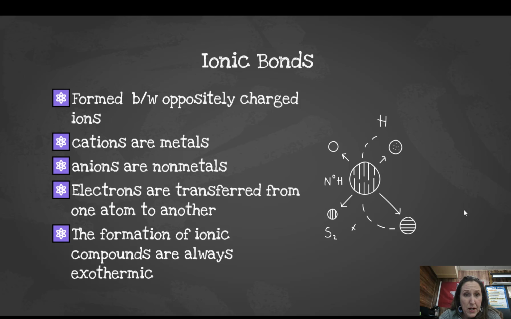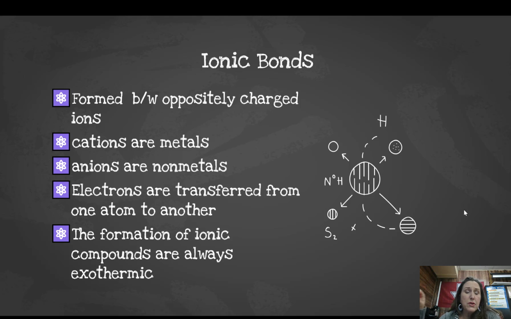That's, again, where your periodic table comes in handy. Anions are nonmetals. So ionic bonds are going to be between a metal and a nonmetal. Okay, so metallic bonds are two metals, covalent two nonmetals, ionic a metal and a nonmetal. Electrons are going to be transferred from one atom to the other. So that's going to leave one atom with a negative charge and one atom with a positive charge.